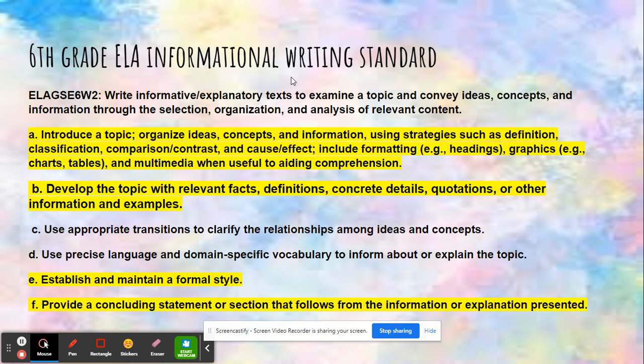So I'm not going to read this whole slide for you, but this is the sixth grade ELA informational writing standard. And I kind of want to break it down to you so you see how it fits in with the informational writing unit. So our standard is for students to be able to write an informative slash explanatory text to examine a topic and convey ideas, concepts, and information through selection, organization, and analysis of relevant content.